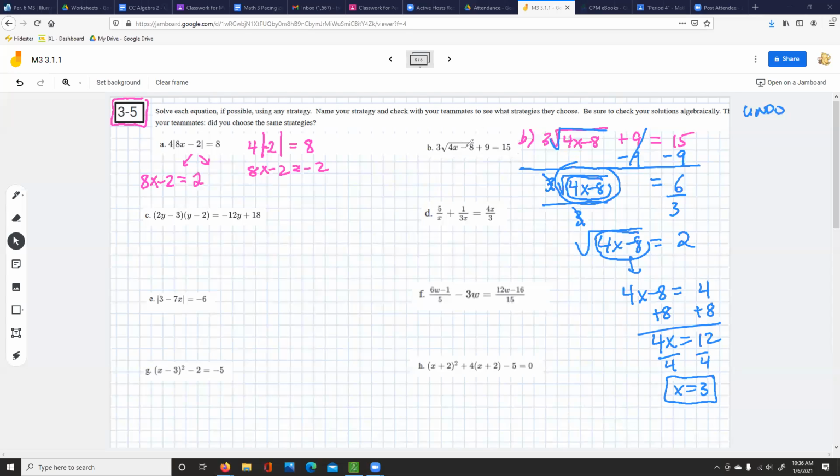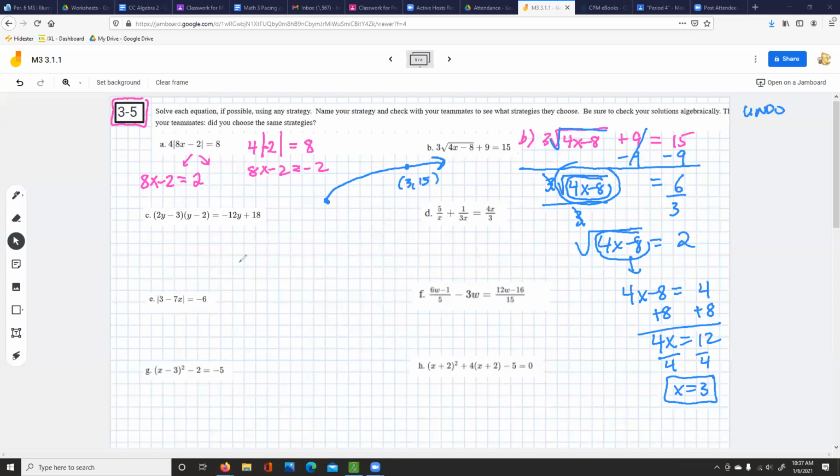Why did we only get one solution? What kind of problem is this, you guys? Think parent graph toolkit. It's a square root. It only has one half, right? So it doesn't come back on itself. It doesn't come back and do this. So there's only one solution for this problem. Okay, so x equals 3. When y equals 15, x equals 3. So we're going to have the point (3, 15) on there.